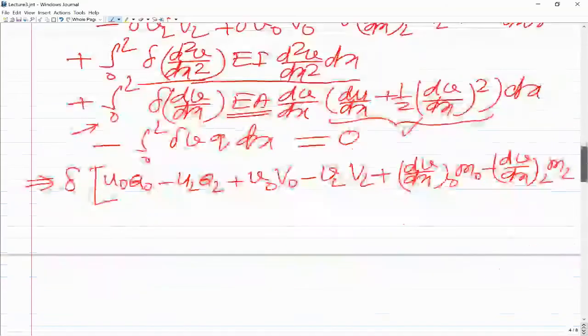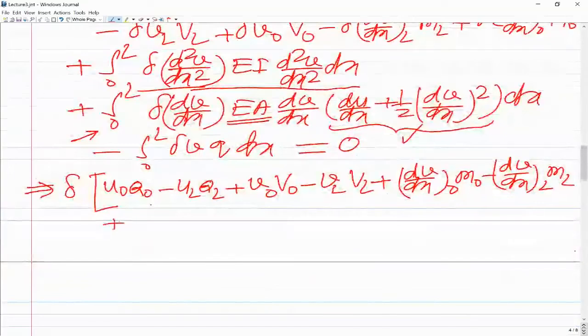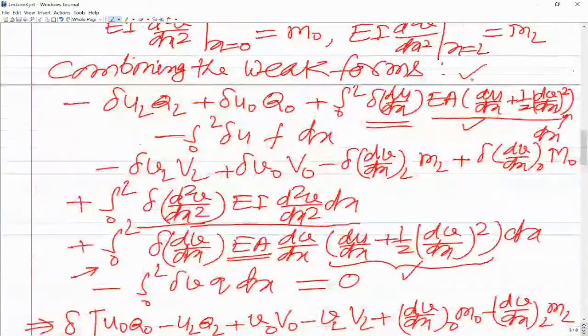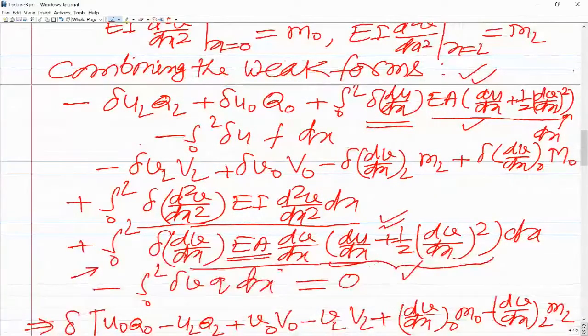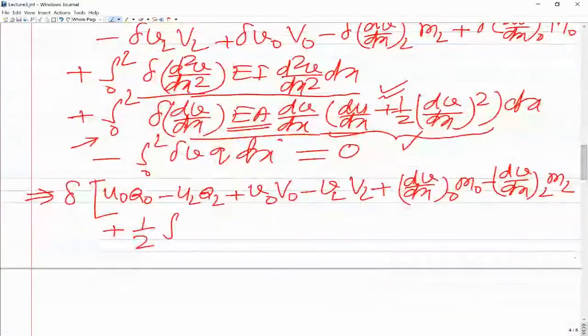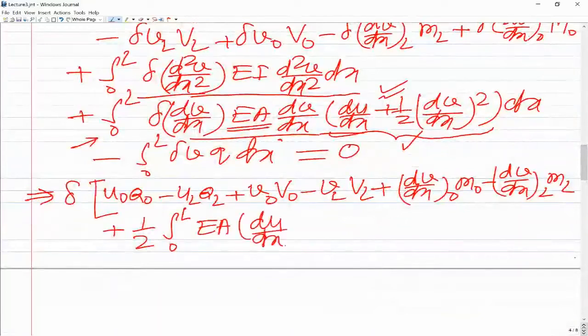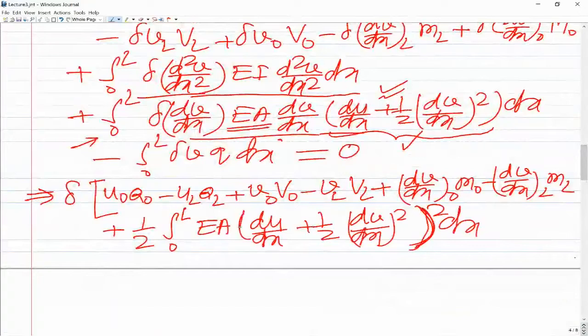So this you should look at carefully. First I am writing that term. So finally we can say this whole term can be written as half of integration 0 to L, and then we can write that as EA into du by dx plus half of dv by dx whole square dx. Whole square is there. So EA du by dx plus half of dv by dx whole square, and then the square of the whole term, as you see here.